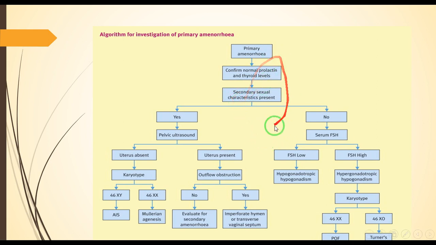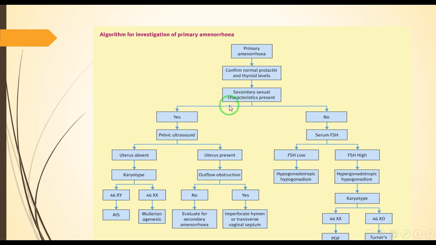Then we look for whether the patient has secondary sexual characters. If they are not present, then we check the level of gonadotropin, the follicle stimulating hormone, which is the gonadotropin released from the pituitary. If the level of FSH is low, it means that the defect is in the pituitary and the patient has hypogonadotropic hypogonadism. While if the FSH is high, then the problem is in the ovary, and the level of the gonadotropin is normal or high. This is called hypergonadotropic hypogonadism, so the problem is in the ovary. In this case, we proceed to do karyotyping, maybe a chromosomal defect.